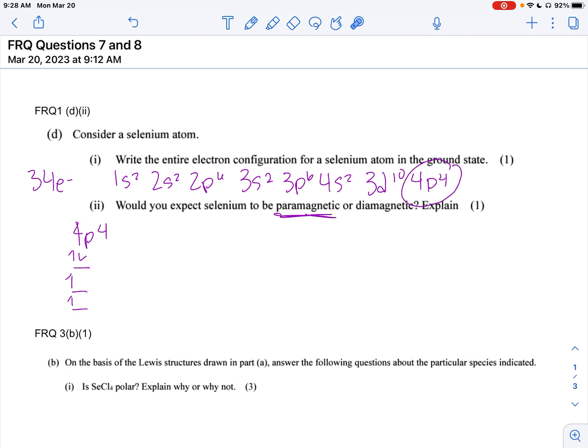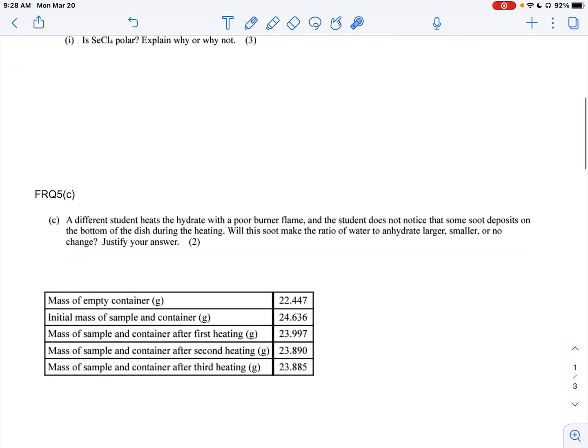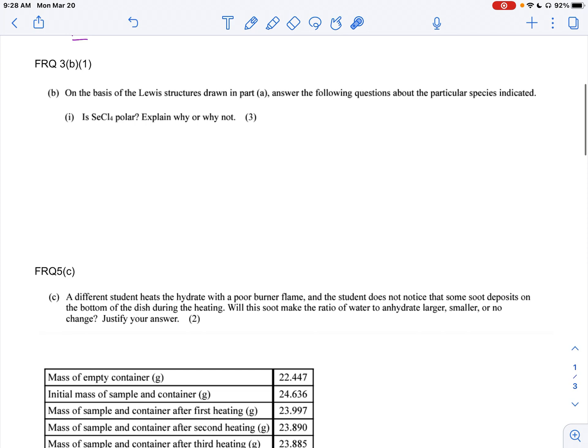All right, the next question, well, I'm going in order of the FRQ, so it's actually the last question on the document, but the next question in order is 3B1. On the basis of the Lewis structures drawn in Part A, answer the following questions about particular species indicated. Is SeCl4 polar? Explain why or why not. So the question that was posed on the document was, how do you tell if something is polar or not? Okay.